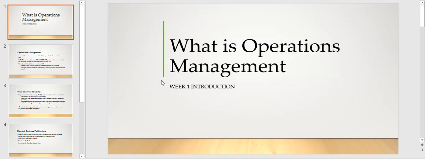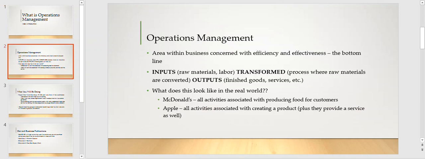So, just what is operations management? Well, let's go ahead and get started. Operations management is the area within business that's concerned mostly with efficiency and effectiveness. At the end of the day, it's the bottom line.